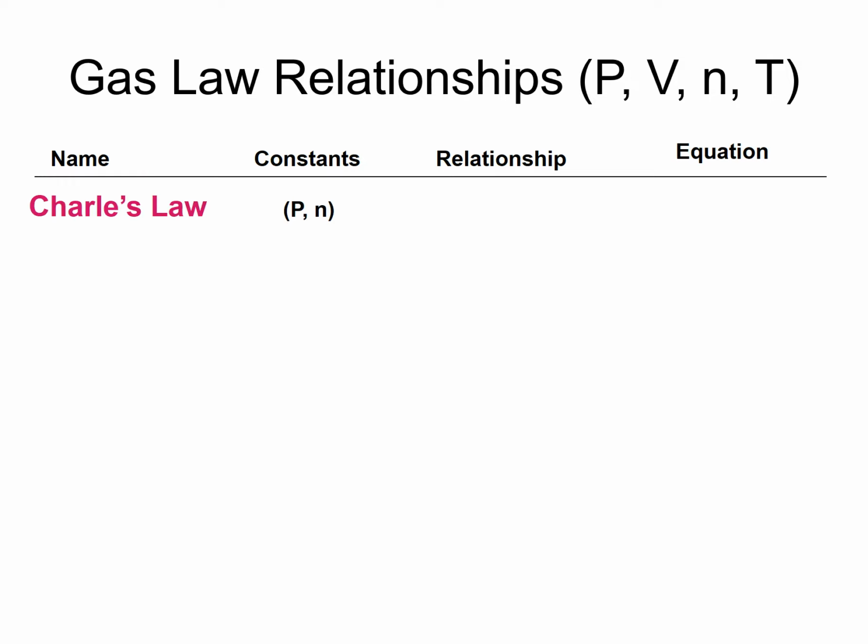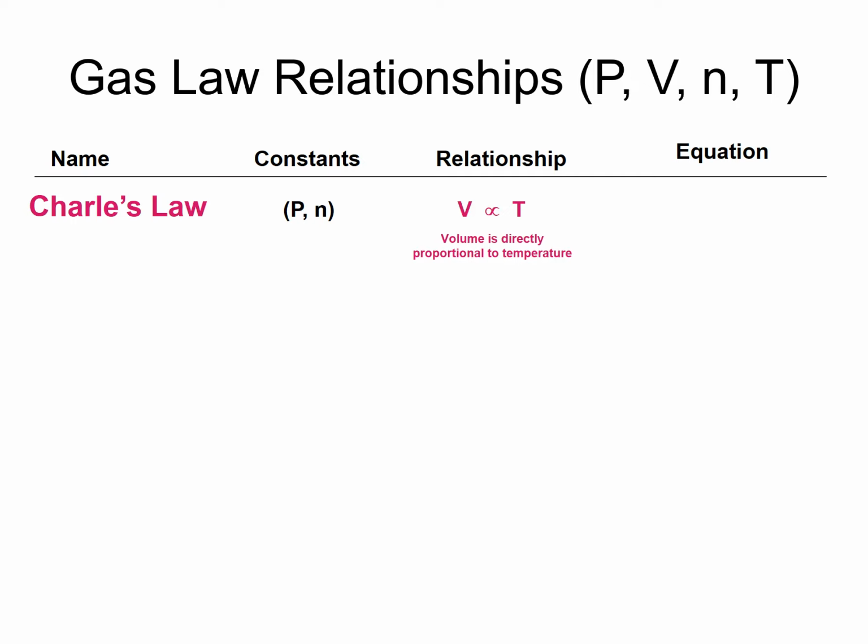The first law, named Charles' law, requires that the pressure and the number of moles, P and N, be constant. Now what does that mean? It means that if you're going to be using Charles' law, pressure and the number of moles of gas must not change throughout the problem that you're working. If for some reason pressure or N change, then Charles' law is not the law to be using.